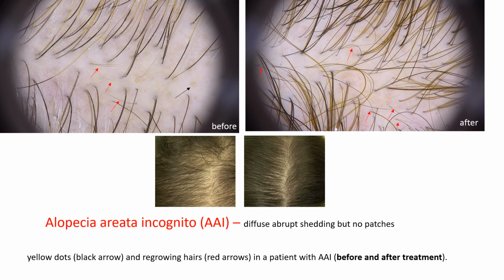In alopecia areata incognito, which is characterized by diffuse abrupt shedding, you can see here that there are no specific features. But before treatment we see some yellow dots and some short regrowing hairs, and after that we see improved hair density. And this is important: you can show the patients how they can appreciate the improvement on their own.